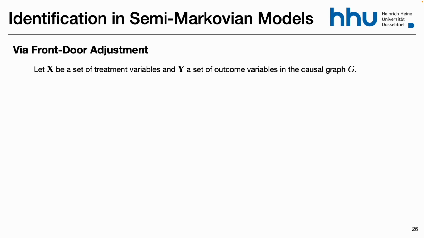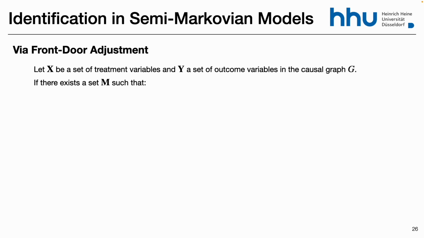And I just briefly mentioned the existence of front door last lecture, and I'm going slowly now. So that's another adjustment. So it's now through this front door path. That's why it's called front door adjustment. So the criteria is the following. Let X be the set of treatment variables and Y the set of outcome variables.